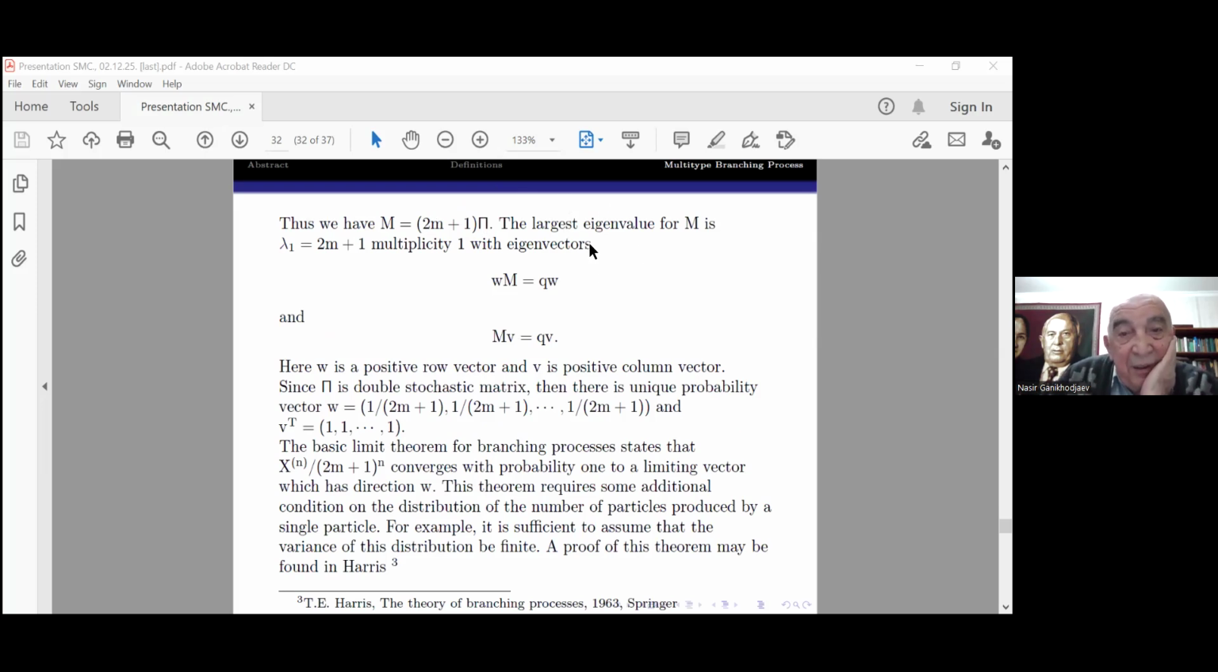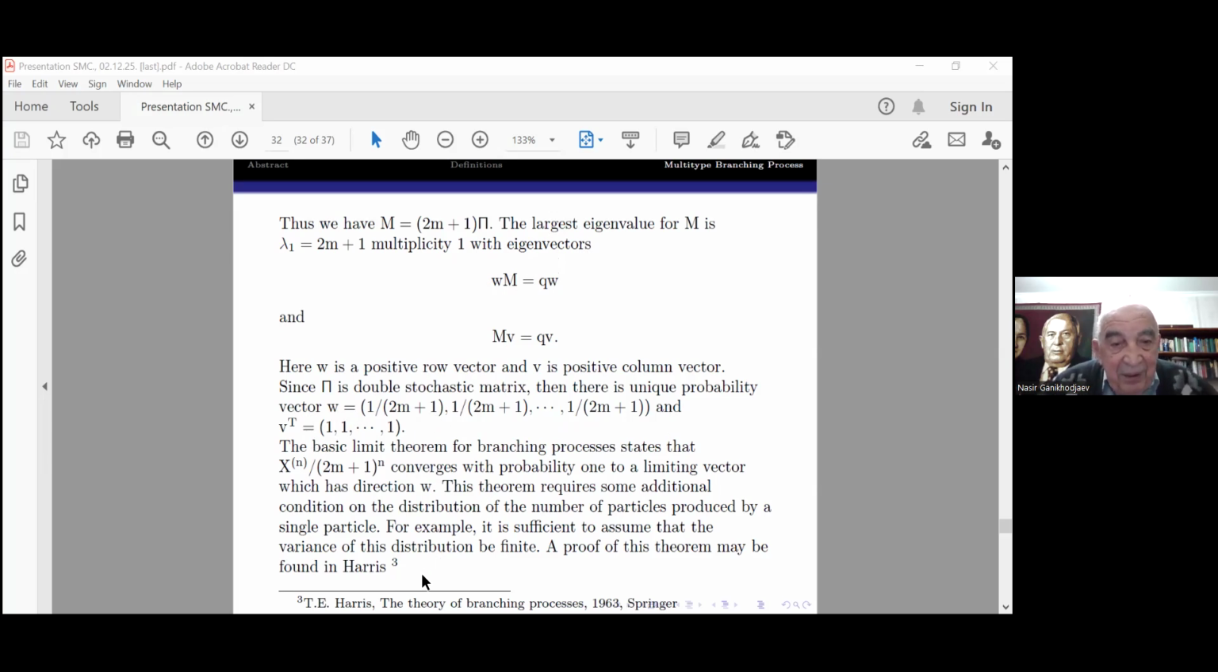So now, since pi is bistochastic, the largest eigenvalue of this matrix equals 2m plus 1 with multiplicity 1, with eigenvectors, this is multiplication from the left, this is multiplication from the right. Since pi is a doubly stochastic matrix, W has such a form, and the second one, this vector V, has all coordinates equal to 1.